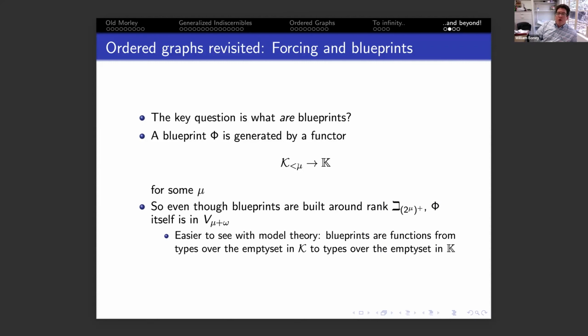And so even though you need to go up to 2 to the mu plus, or maybe even higher, depending on the size of the language of the AEC, the blueprint itself as a set exists much lower down. If you take the model theoretic view of blueprints, this is a little easier to see. They're really just functions from types over the empty set in some language to types over the empty set in some other language. So these are very low rank objects.